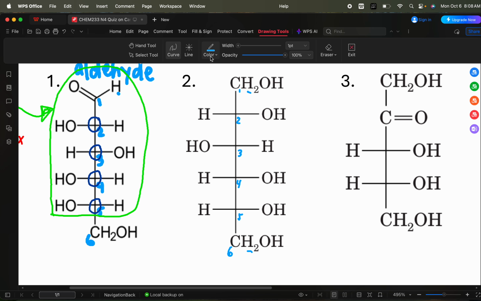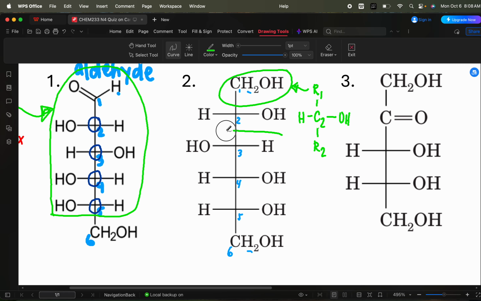For carbon number 2, the top and the bottom substituents are unique. So if we were to redraw this, carbon number 2 is bonded with OH, bonded with H, and the top is R1, and the bottom is R2, which refers to the rest of the molecule.